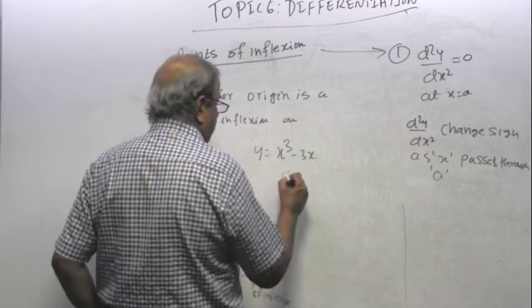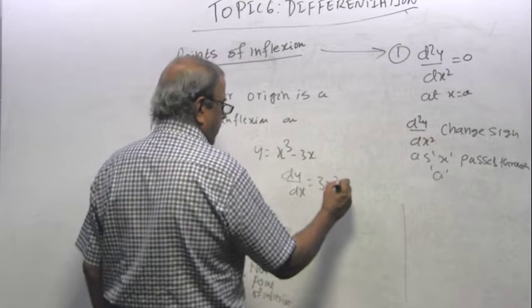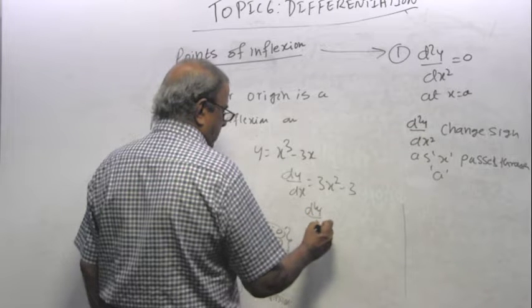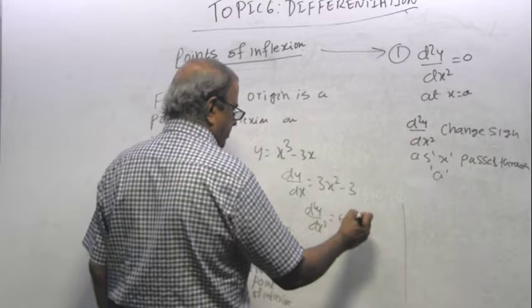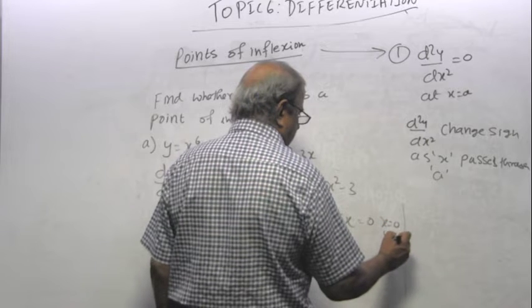What about here? What's dy by dx? It is 3x squared minus 3. What is d squared y by dx squared? 6x. When you equate it to 0, x is 0, y is 0.